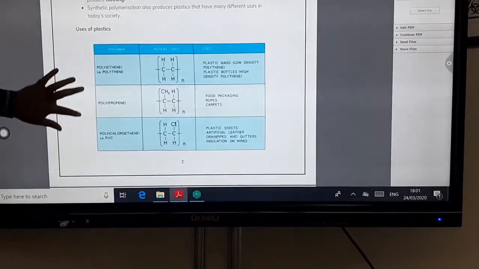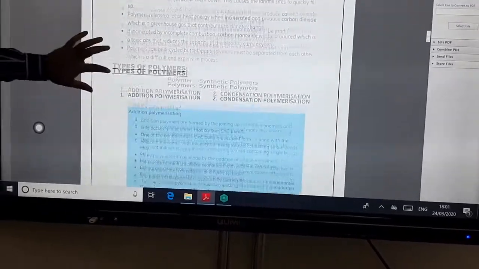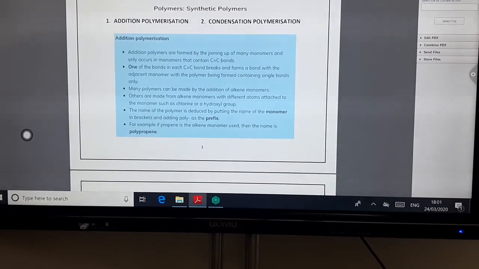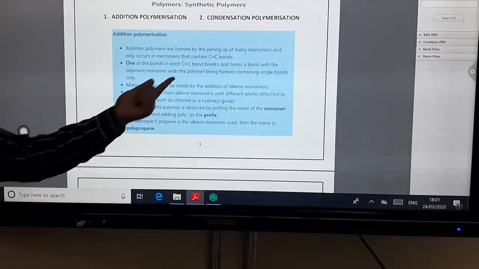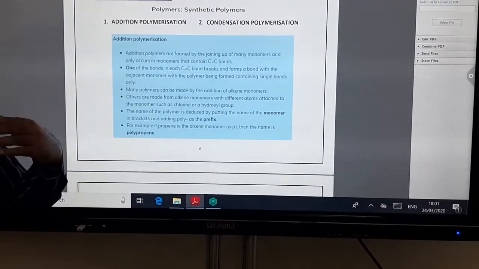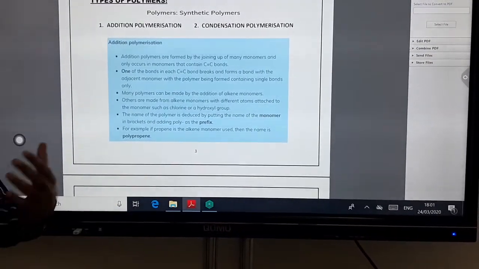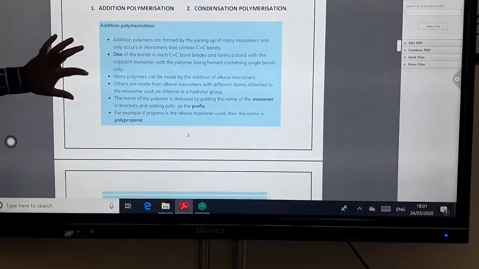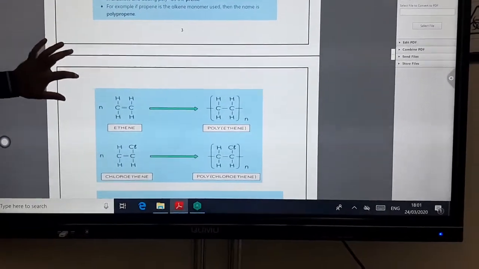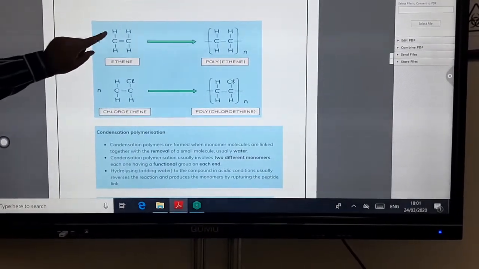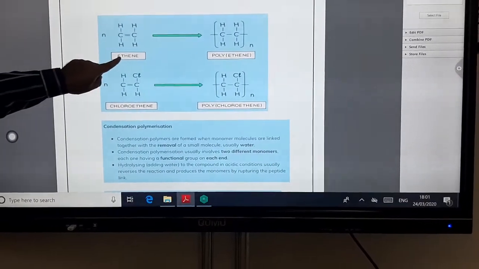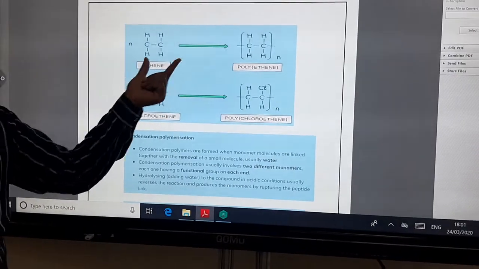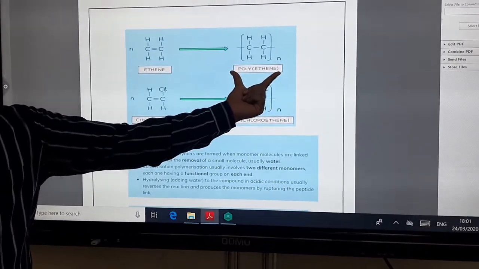Now the examples here about the addition, this is whole information about addition polymerization, that it can be carbon-carbon double bond, there is no external molecules, no extra molecules, only formation of polymer take place, and this is the first example. This is written here, 2 examples, first one ethene, this ethene is called monomer. When combined together, they form a long chain we call polymer.